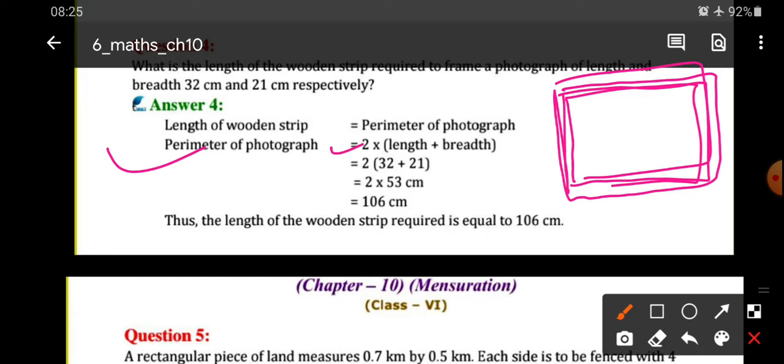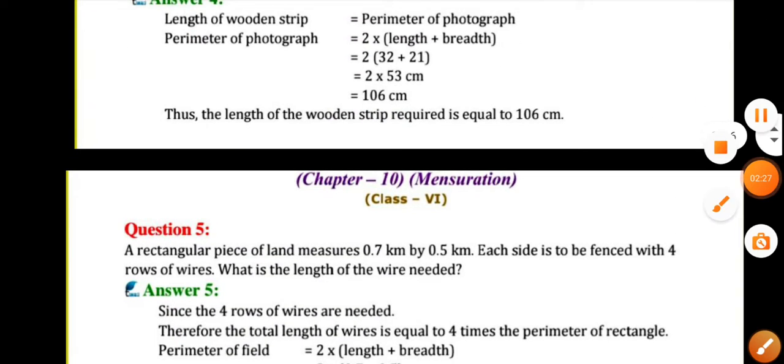So 2 into (L plus B). 2 into (32 plus 21) is equal to 2 into 53. So the answer is 106 centimeter.